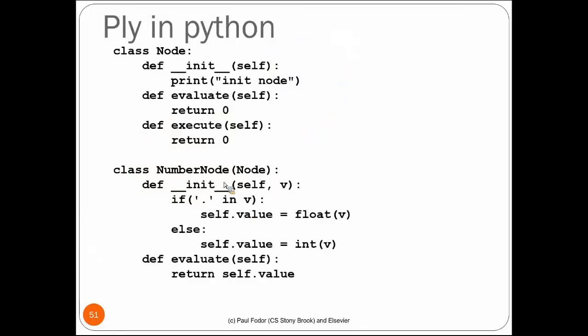So I did that same example in Python by using object-oriented programming. The class node evaluates expressions and executes statements. A number node is a subclass of node where the input value may or may not contain the decimal dot. If it contains it, the value is a float. If it doesn't, it's an integer. When we evaluate it, it returns the value of that specific integer or float.